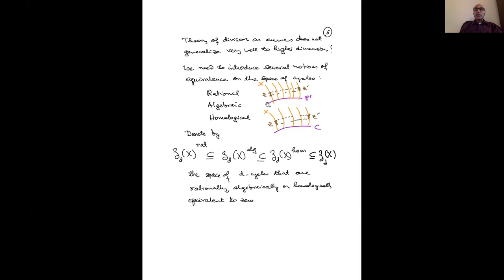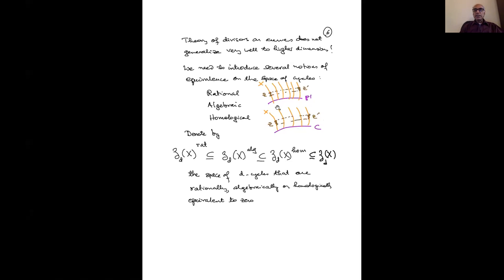Somehow I'm able to put a family of cycles together, which are parametrized by P1, and which start off at Z and end up at Z prime. That's what it means for Z and Z prime to be rationally equivalent. Algebraically equivalent is the same thing, except I replace the rational curve with any curve. So I should find some family of cycles on X parametrized by a curve C, which starts off at Z and ends up at Z prime. If I can do that, then I say Z and Z prime are algebraically equivalent. There are various other ways of formulating this, but this is the basic definition.